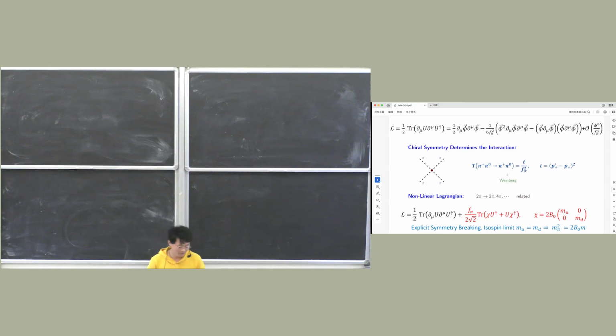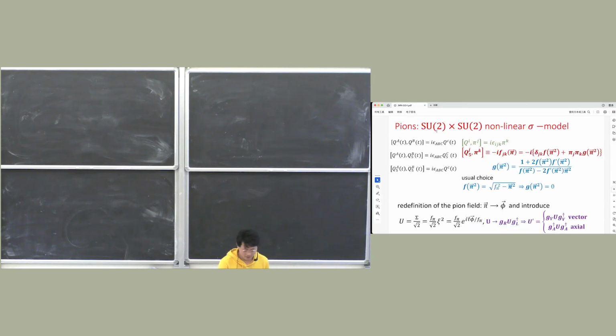And in the following about 1 hour, I will show some detailed calculations of this Lagrangian and how to use it to do some explicit calculations. So, for example, pi scattering. And first, let's look at the field U.